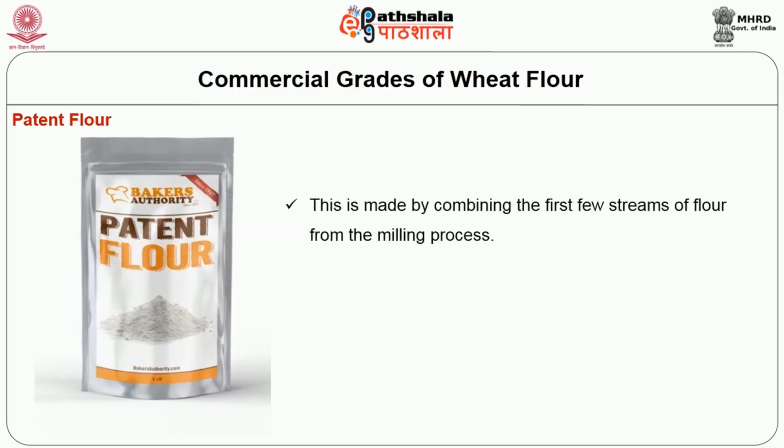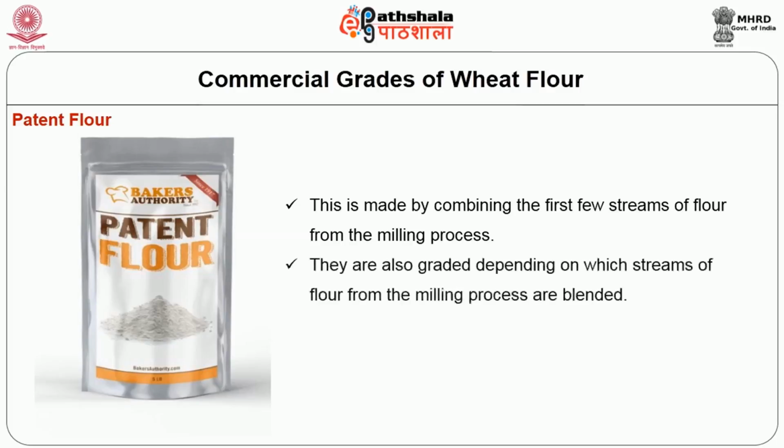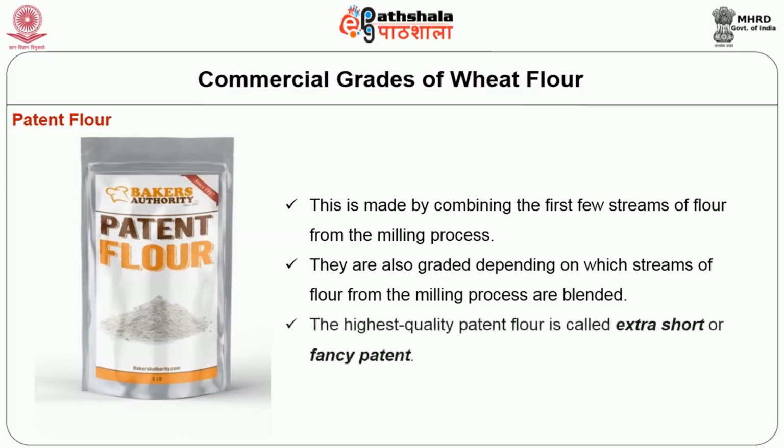Patent flour is made by combining the first few streams of flour from the milling process. These are also graded depending on which streams of flour from the milling process are blended. The highest quality patent flour is called extra short or fancy patent.